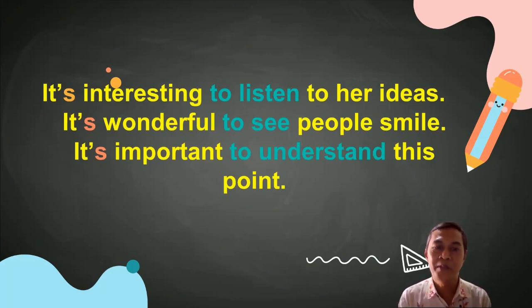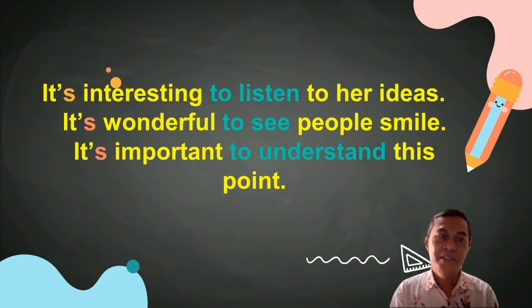So now we have three sentences here, started with it and then is. It's interesting to listen to her ideas. And then the second one, it's wonderful to see people smile. And the third one, it's important to understand this point. We are going to learn more about the use of it as a subject here in dummy it sentences. So, do you think that there are any rules in it? As we can see in the sentences, we can see the rules too.